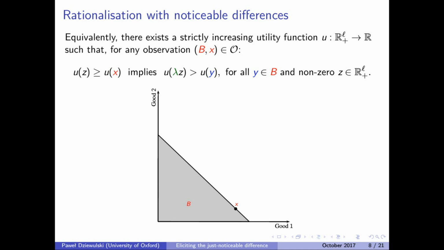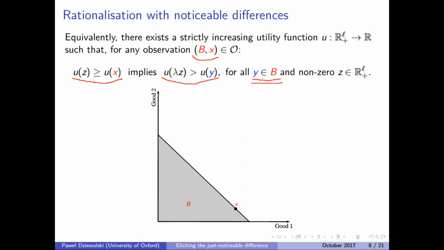Consider the following model of consumer choice. For any observation (B, x) and a non-zero bundle z, if z yields higher utility than x, then lambda times z must be strictly preferred to any bundle y that was available when the choice x was made.